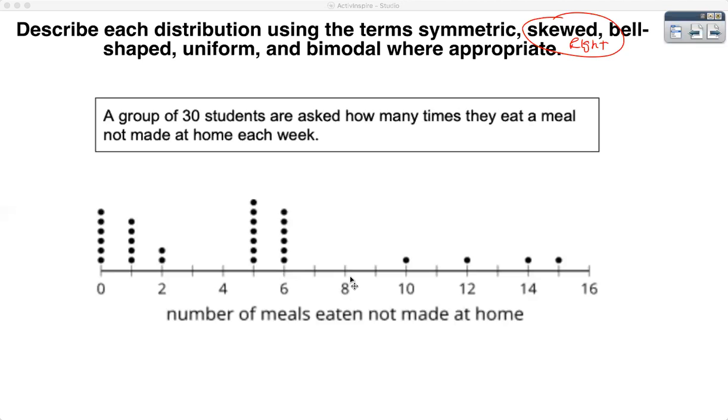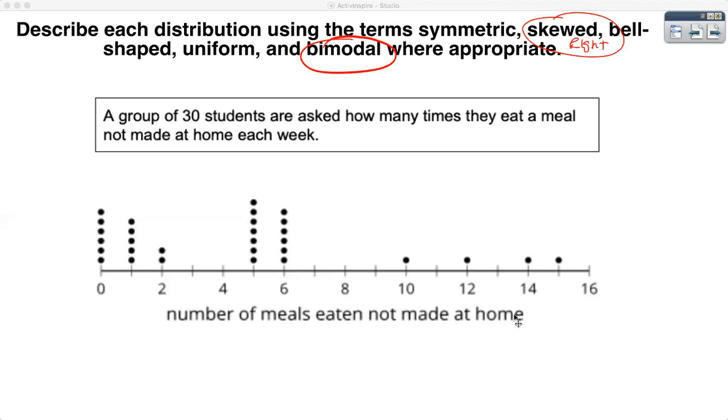Now, what else can we say? Well, what is uniform, by the way? Uniform means that each value has exactly the same frequency. And I can tell here that it is not uniform, right? Not every value has exactly the same frequency. So it's not going to be uniform, but it does look bimodal again.